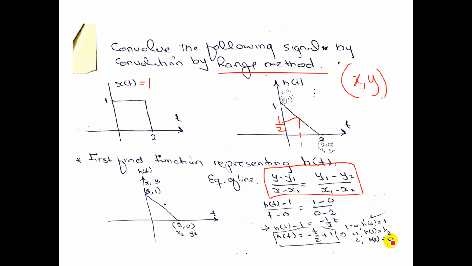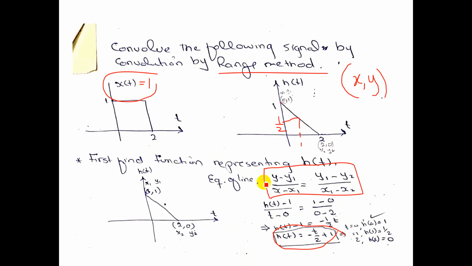Similarly, at 2, you can have h of t equal to 2, which is exactly the same point I have in my signal h of t here. So the function for h of t is minus t by 2 plus 1, and the function for x of t is 1. I did this step before the convolution because I am going to use these functions when I solve the convolution integral in the case of continuous time convolution. If the functions are already given to you, then we can directly proceed. We don't have to do these steps here.